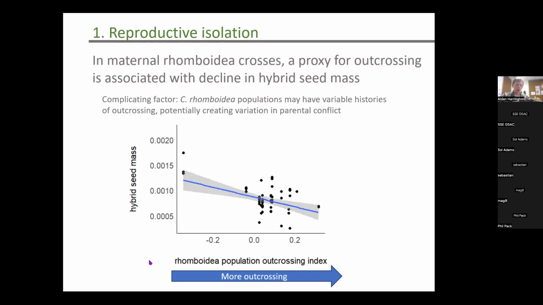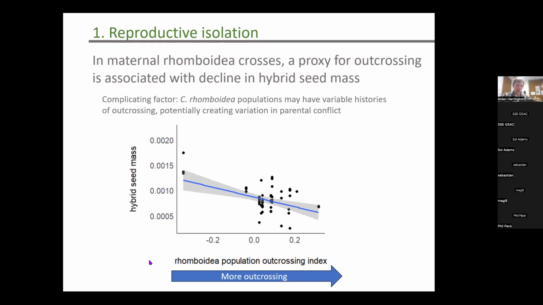We find a negative trend here, which suggests that there is, in fact, an influence of the history of outcrossing in rhomboidea populations on essentially the hybrid seed mass. So what's happening down here at this end of the spectrum, at the far right side of the graph, would be that individuals from those populations have more competitive alleles that can resist paternal endosperm overgrowth.